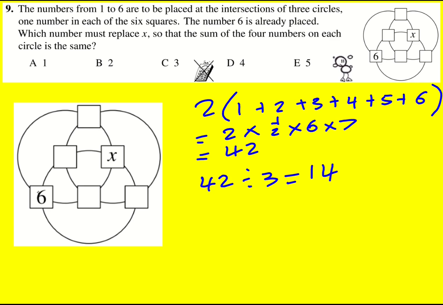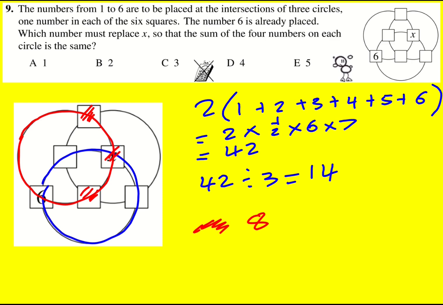So if we focus on the circles containing 6 and x, we've got this blue one, and we've got the red. Now, what is necessarily going to happen is that the sum of, let me shade these in, this, and this is going to have to be 8 to get 14 overall. And then for blue, it's going to be very similar. It's going to be this one, and this one add to 8.